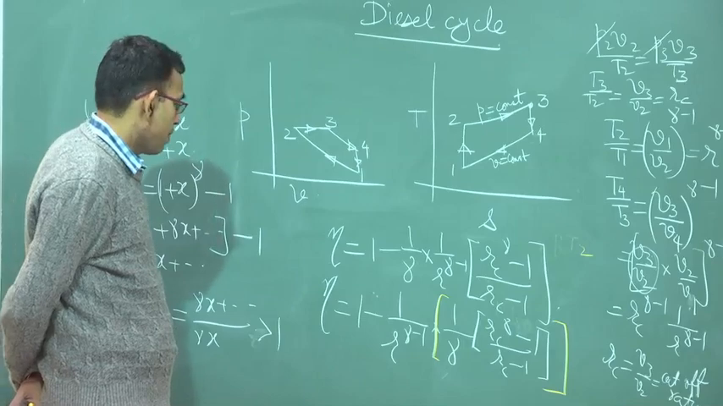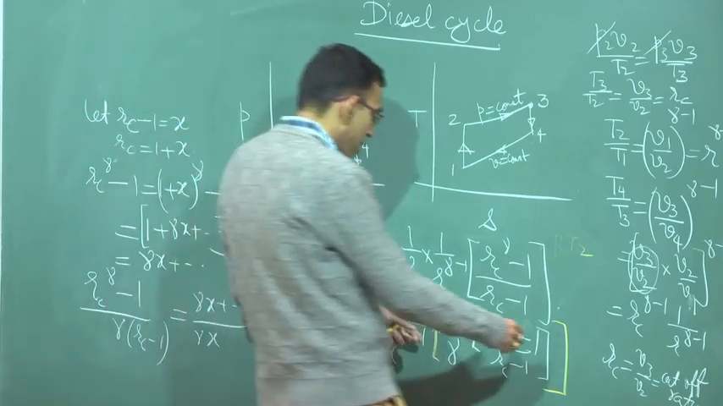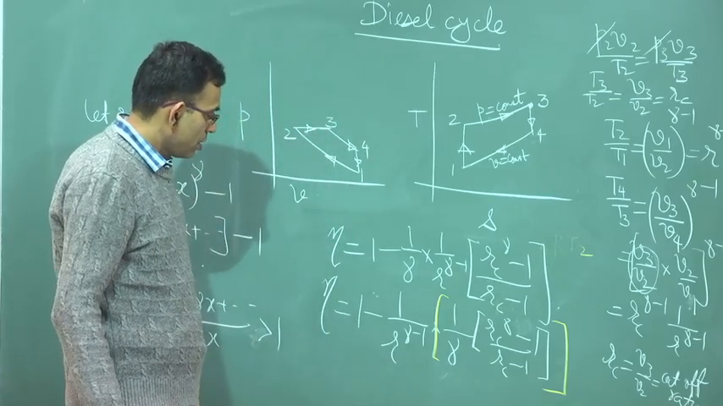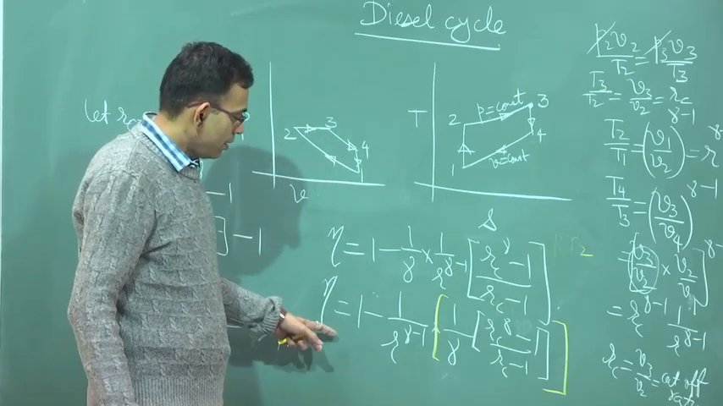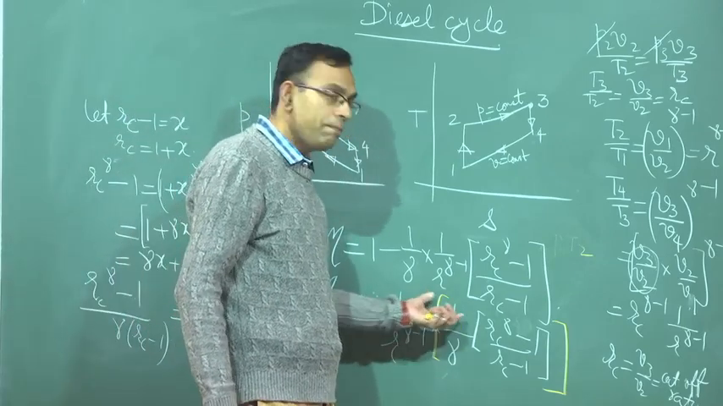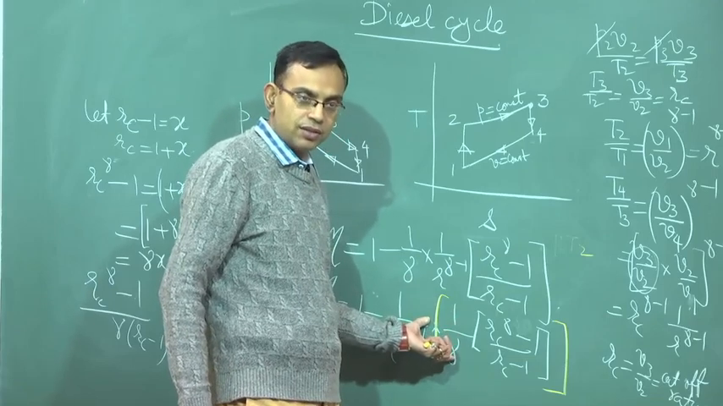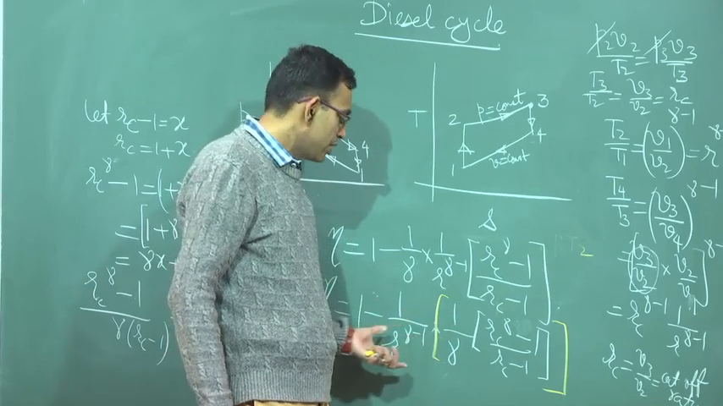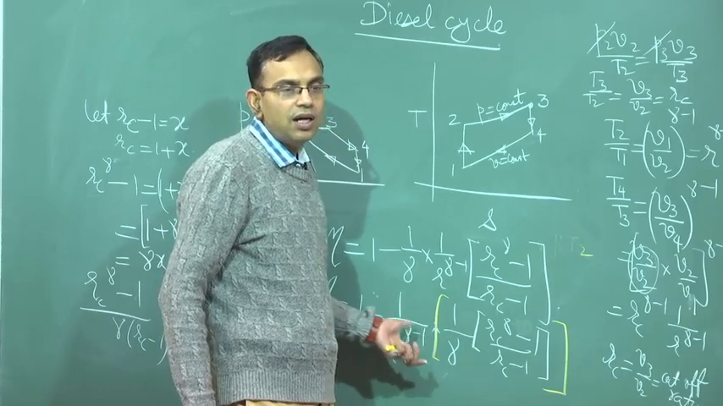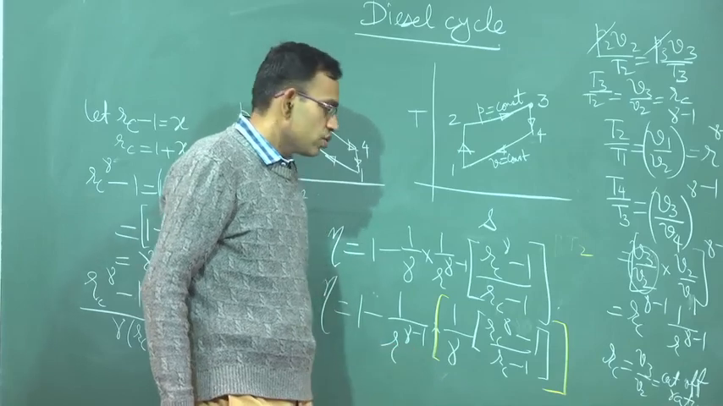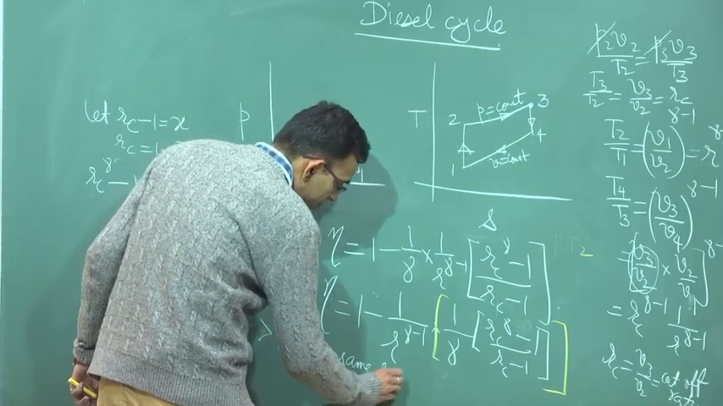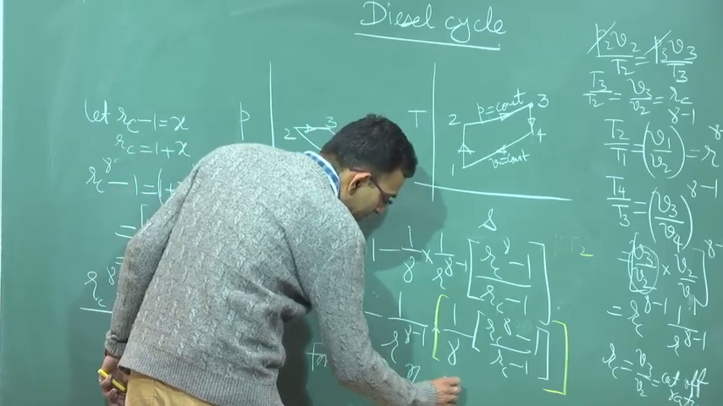So this multiplier being greater than 1, what is the efficiency that you expect? You are subtracting a number magnified by a factor greater than 1. So this should be less as compared to what is there for the Otto cycle. So the conclusion is, for the same R, eta Otto should be greater than eta diesel.